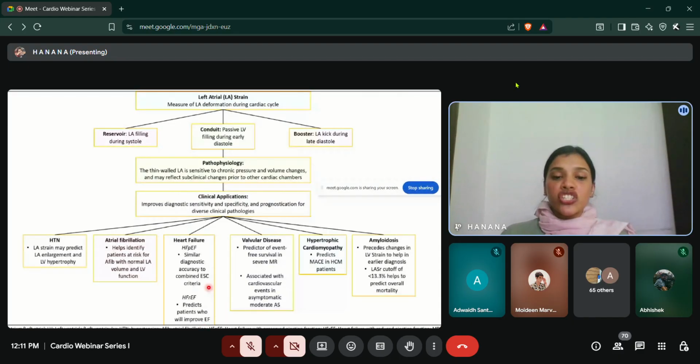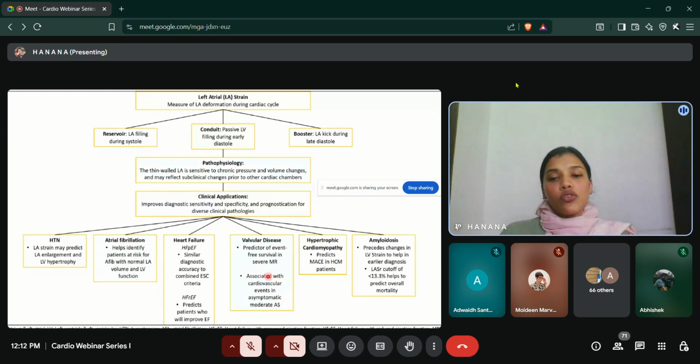If the patient has reduced ejection fraction, the LA strain will give an idea about which patients we can improve the ejection fraction in by pharmacological measures, and which patients cannot be improved by pharmacological agents. In valvular cases, it will give the survival rate in severe MR. If the patient is undergoing surgery, we take the left atrial strain, and if the reservoir strain value is higher than 18, it gives a good prognosis. It gives an idea about mortality prediction.